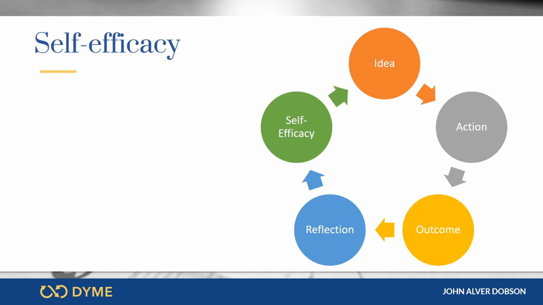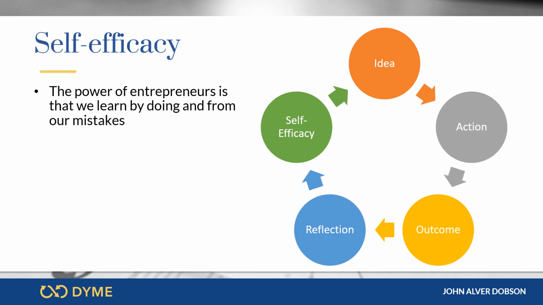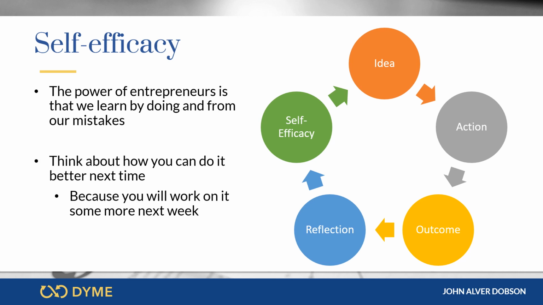And then the next step is the self-efficacy, is really the opportunity of the entrepreneur to close the circle. And this is really the power of entrepreneurship. We learn from our mistakes and learn how to do it better. So really the reflection is you identify the flaws. The self-efficacy is, now that I've learned this, how can I do it better next time?